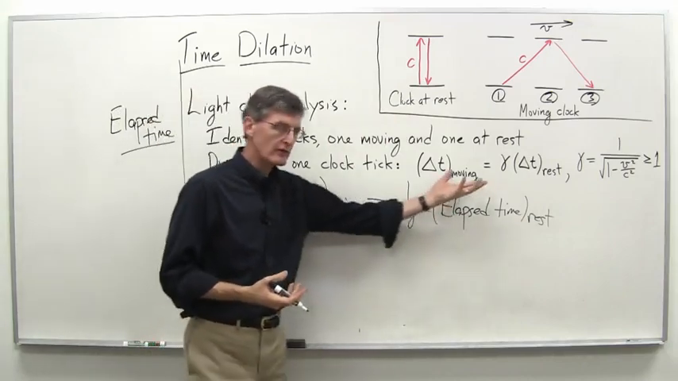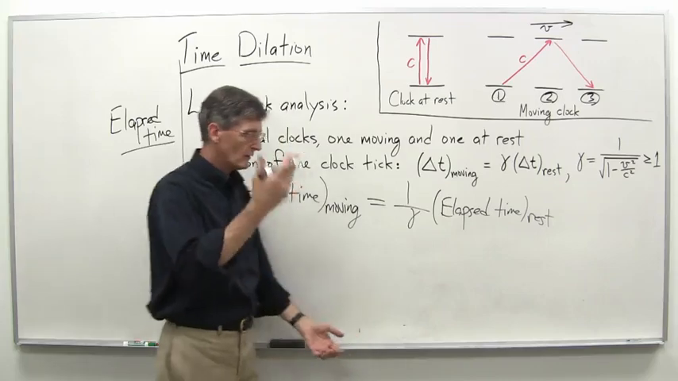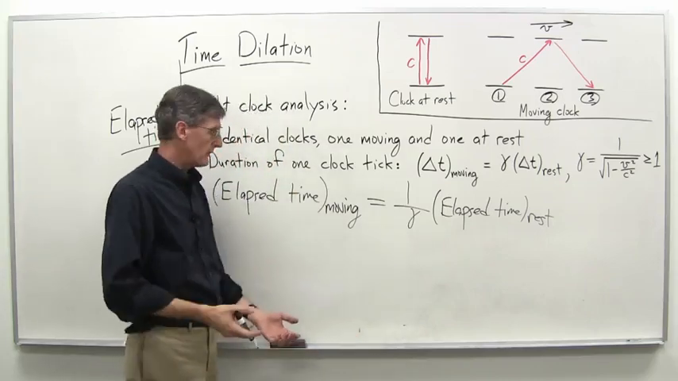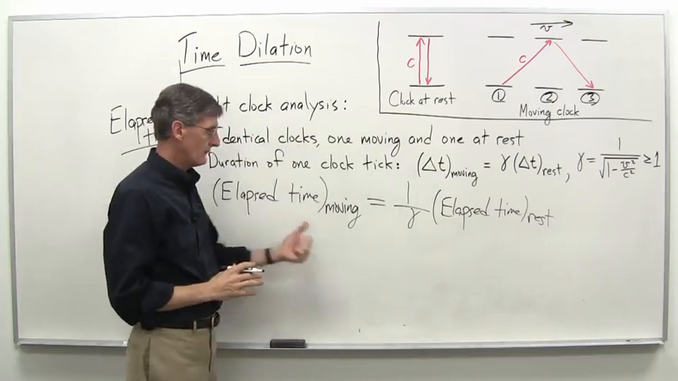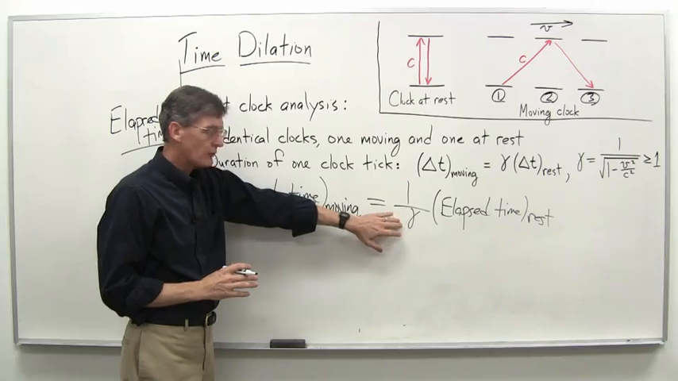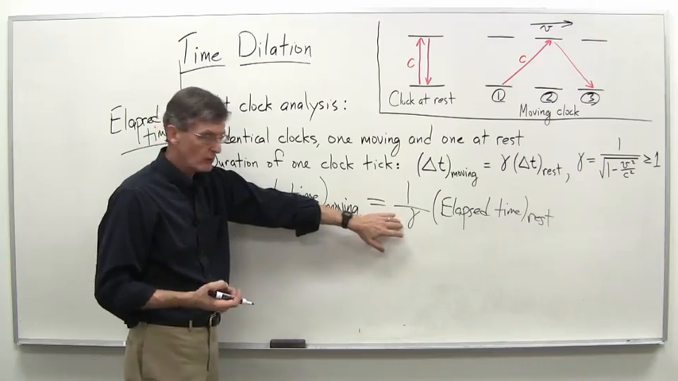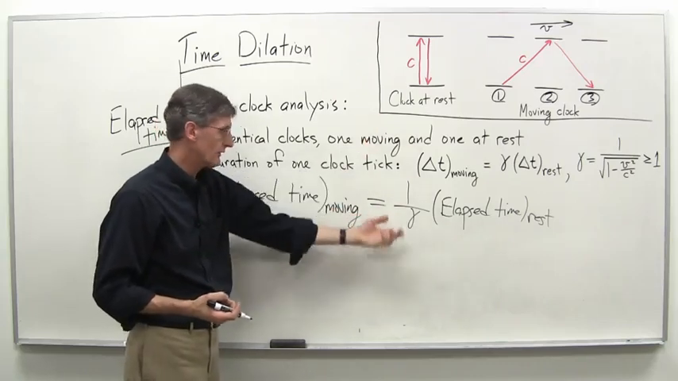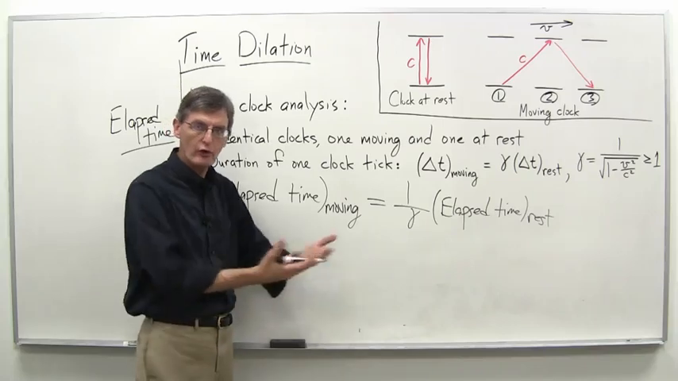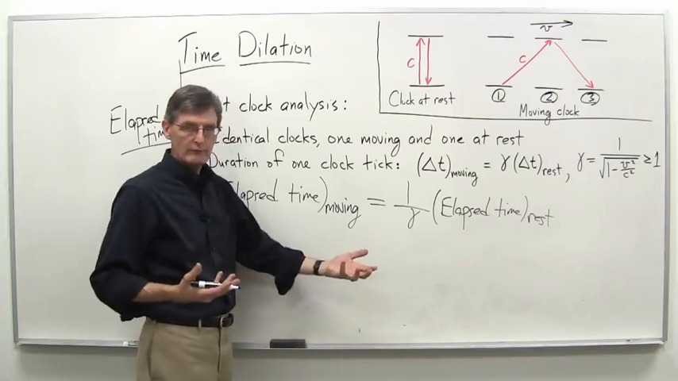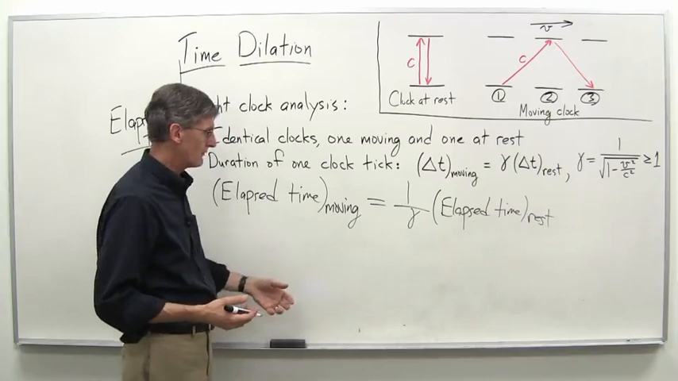Bob is comparing his clock at rest, his light clock at rest, as the light beam goes up and down, versus the elapsed time on Alice's clock as he sees it go around. Remember, gamma is always greater than or equal to 1. So if v is 0, then we just have 1 over 1, and the elapsed time on the two clocks is the same. They're sitting right next to each other. There's no difference in velocity between their frames of reference.